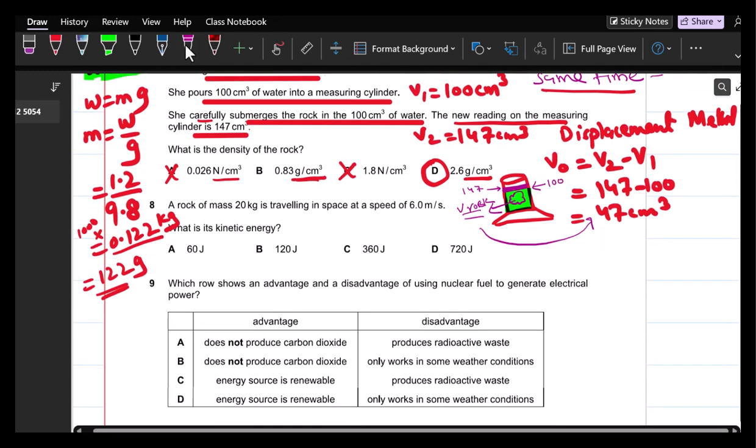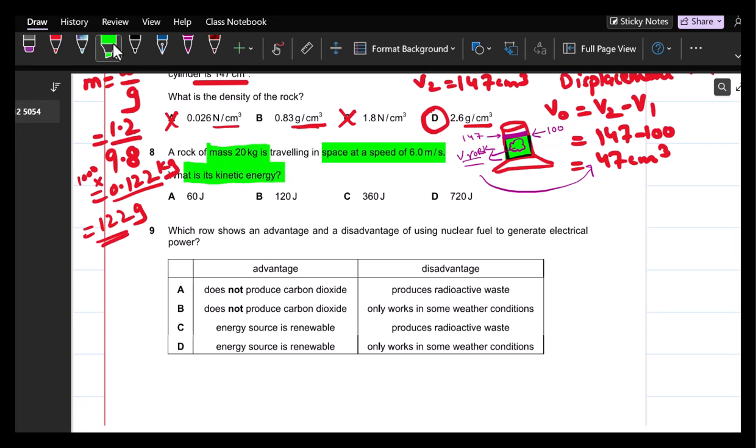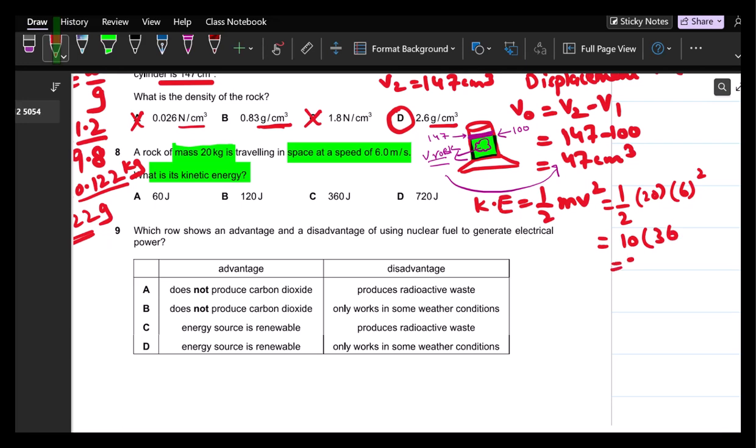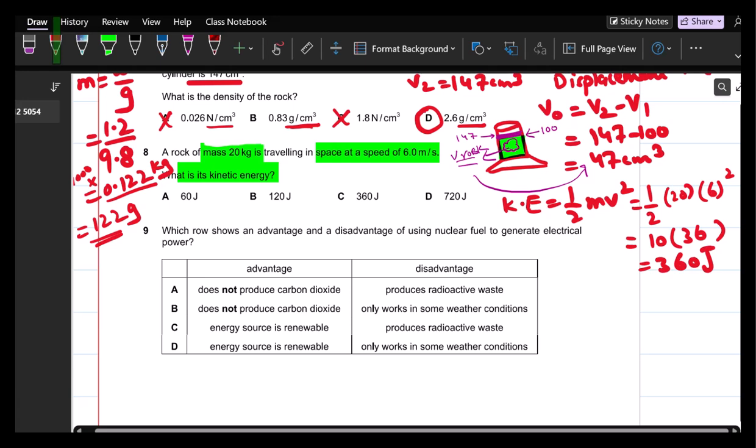Moving to question 8. A rock of mass 20 kg is traveling in space at this speed. So speed is given, mass is given. What is the kinetic energy? So you have to remember the formula of kinetic energy, that is 1 over 2 m v square. Substitute the values: 1 over 2 times 20 and the square of the speed, that is the square of 6. So you will be getting 10 and 36. It will be 360 joules. So C is the correct option. Question number 8, C is the right option.